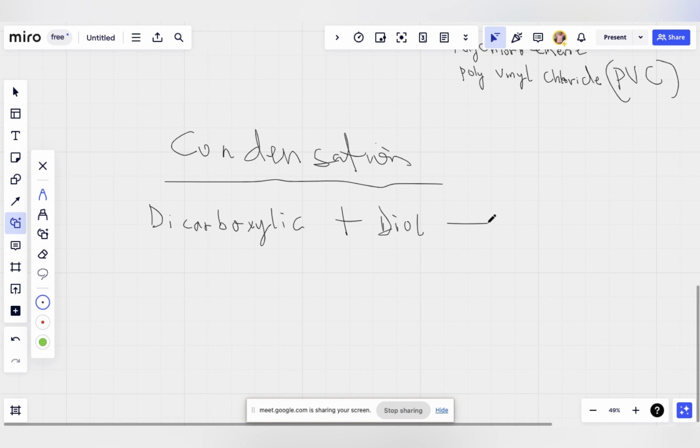Okay, this one will form polyester and water. Polyester. This will form polyester and water. We're going to show it. This one will form polyester plus water.